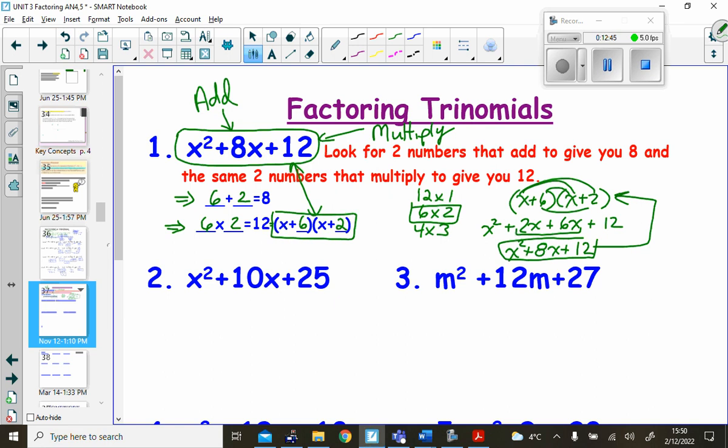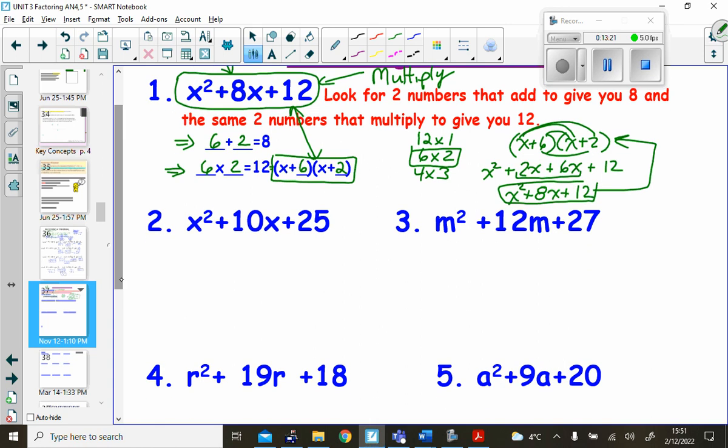So this game that I was teaching you of what multiplies to give the last and what adds to give the middle is how you find the numbers that will be the factors, and it'll work every time as long as there's a number 1 in front of the x squared term. As soon as I give you a number other than that, everything's going to fall apart. But the rule is that easy for now when it's just x squared. Let's keep trying our rule a few more times.